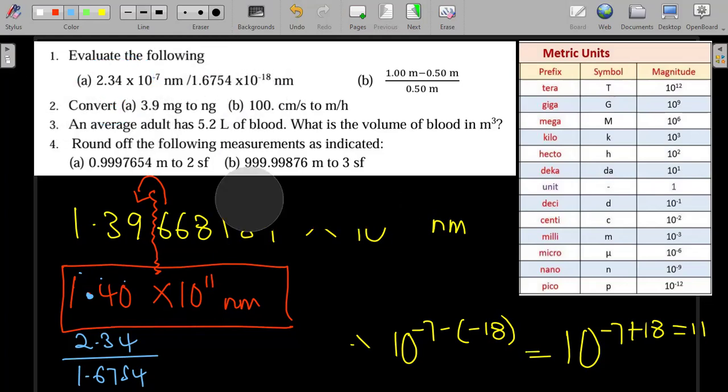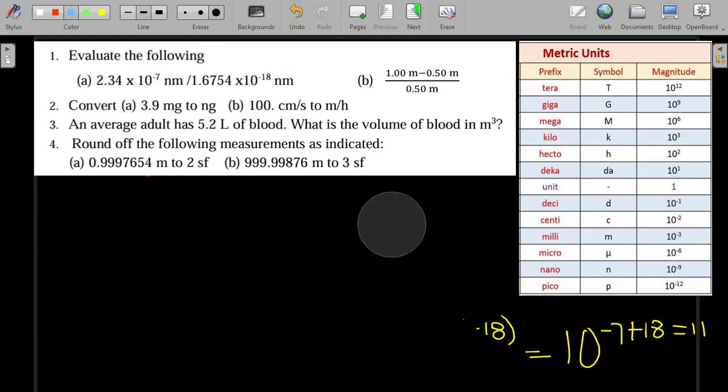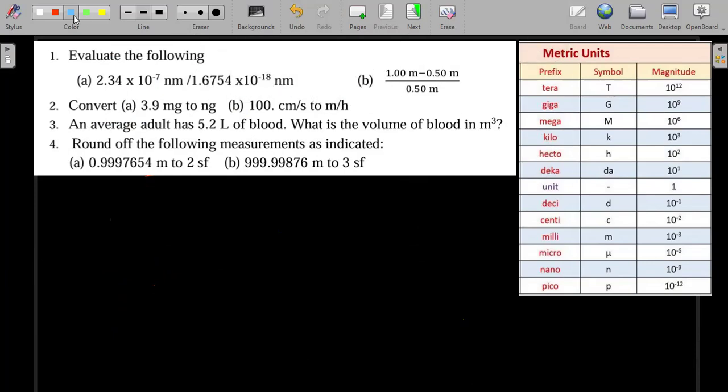All right, let's look at B. So B, there's a combination of operations there. There's a subtraction there, and then there's a division. So the rule when you're subtracting or when you're adding is that the answer should have the same number of decimal places as the number that had what? The least number of decimal places.